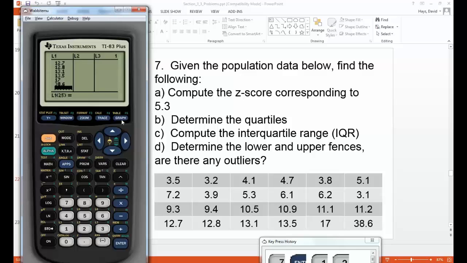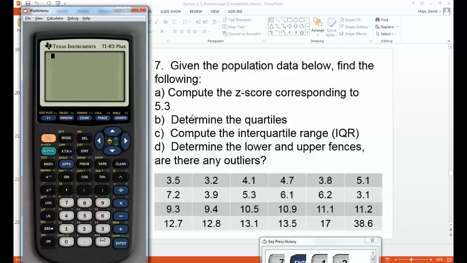I'm not very good at data entry, so I'm going to double check myself. 38.6, 17, 13.5, 13.1, 12.8, 12.7, 11.2, 11.1, 10.9, 10.5, 9.4, 9.3, 3.1, 6.2, 6.1, 5.3, 3.9, 7.2, 5.1, 3.8, 4. Save this video. If you ever have trouble sleeping, you can just play it. Okay. Second mode, exit out.